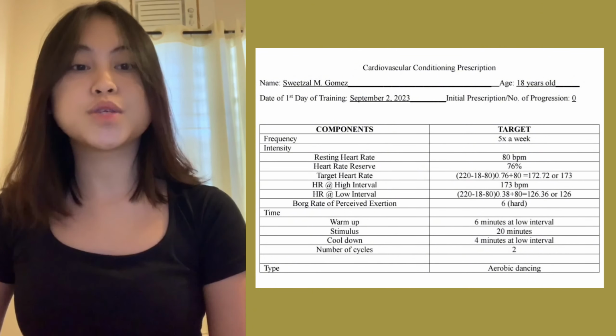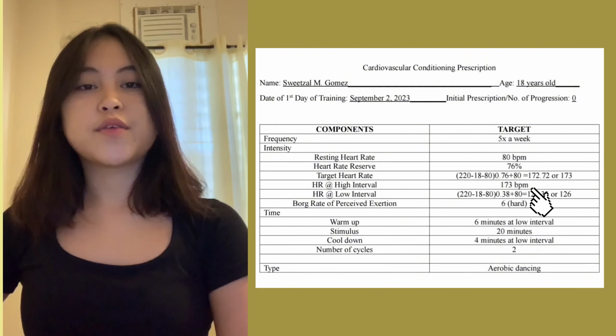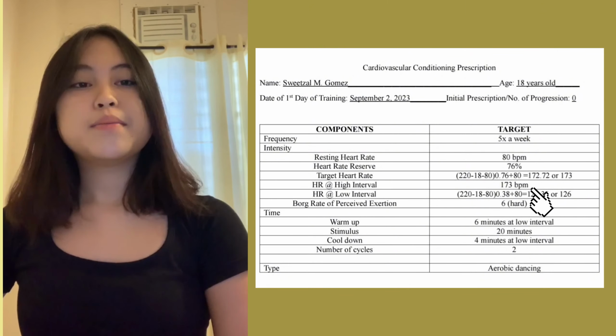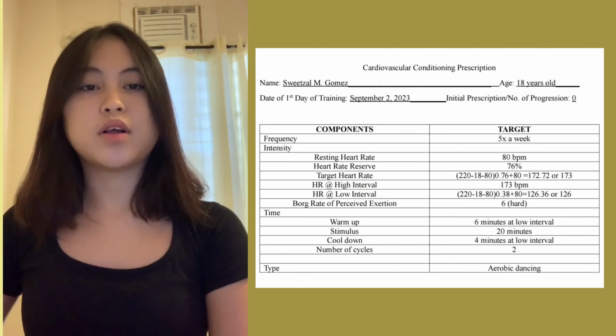And next is the heart rate at high interval. My target heart rate is what I put here in the heart rate at high interval, meaning it is my maximum heart rate, which is 173. And like what I've said, going beyond this BPM will not be safe for me at all.